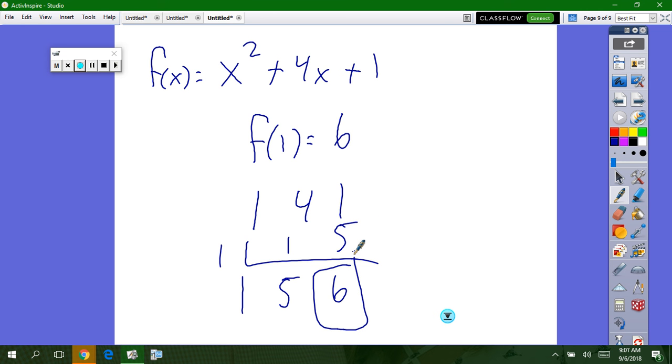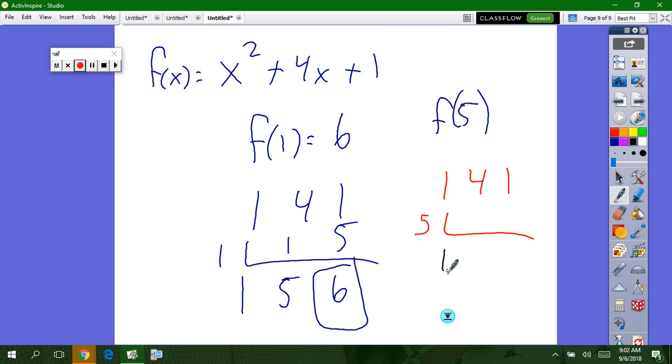On your test, I'm going to tell you right now, I'm going to say find f of 5. Are you going to be doing it just by plugging it in? Or what are you going to be doing? If I ask you to find f of 5 using the remainder theorem, you do this. So let's do what f of 5 is for this thing here. All right, what's f of 5? So we use our coefficients. 1, 4, 1. The number I'm going to be using is 5.